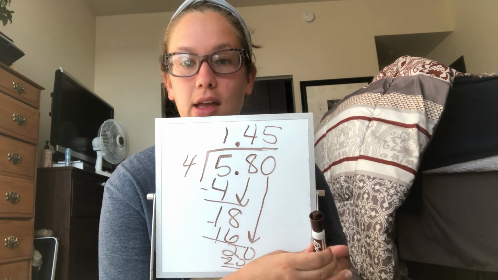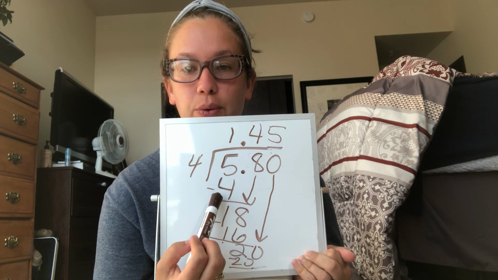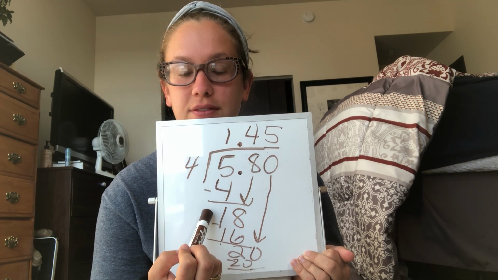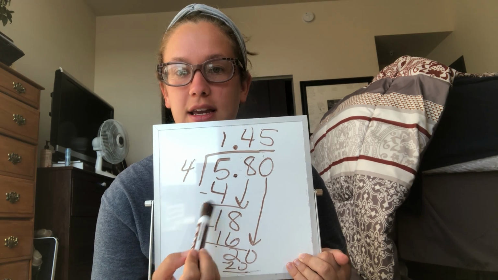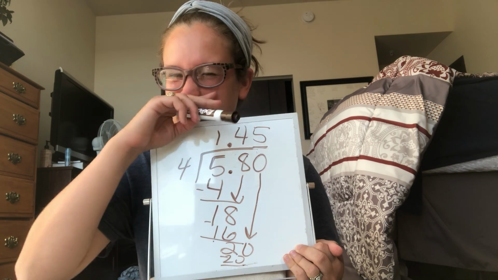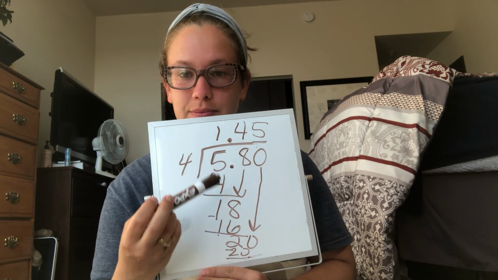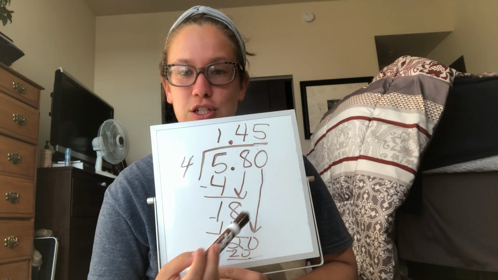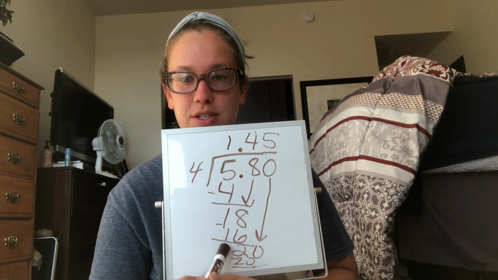So 4 goes into 5 one time. 4 times 1 is 4. Subtract, have 1 left over. Bring down our 8. 4 goes into 18 4 times, which 4 times 4 is 16. 18 minus 16 is 2. I added on a 0. 4 goes into 20 5 times evenly.